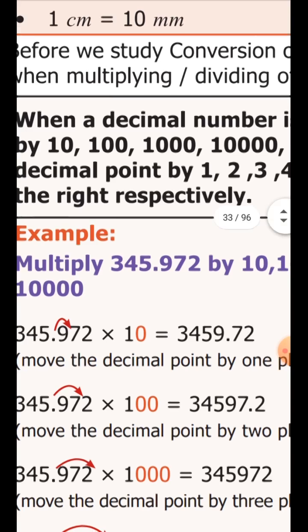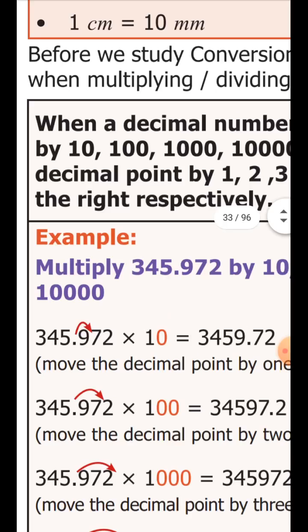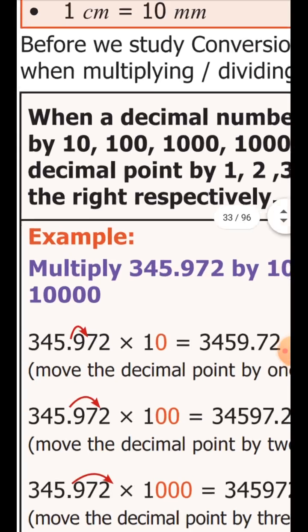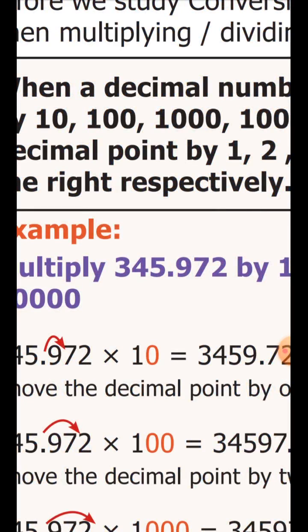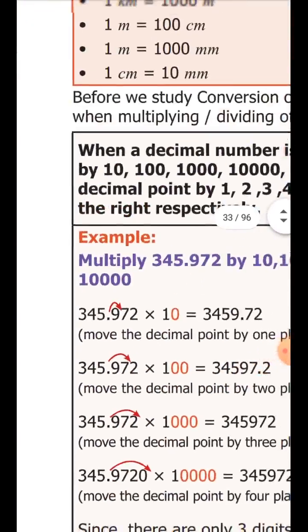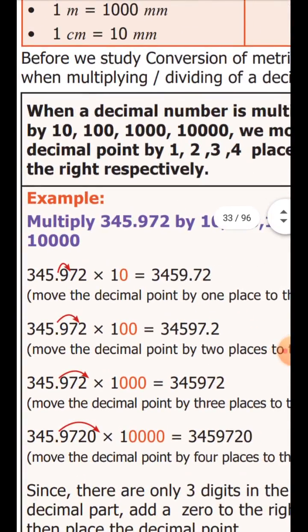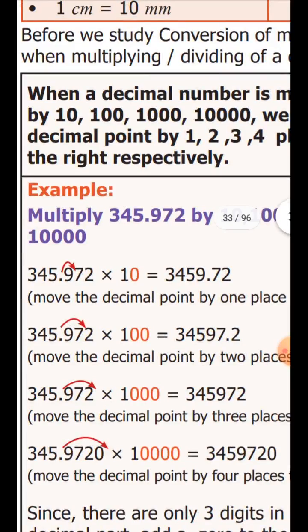So that is the main point. First, if you have a dot in a number, that is a decimal number. How do we say a decimal number? Up to the dot we say the number as usual, 345. After that we say point, and then the digits after it, 972. That is a decimal number.